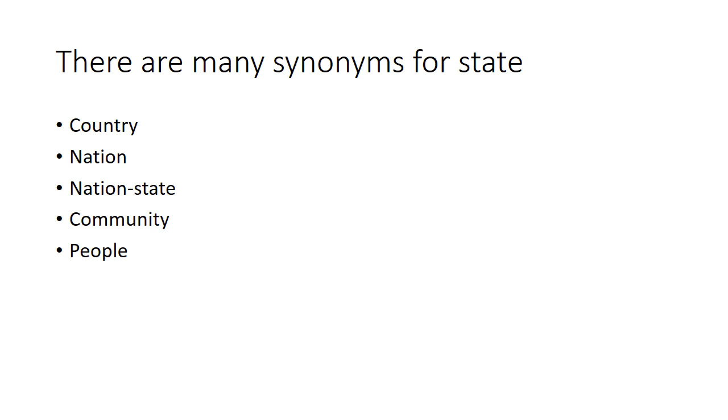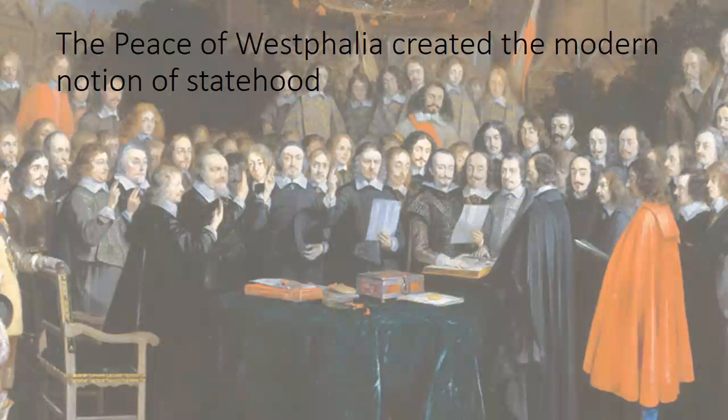There are many different synonyms for the word state. We use words like country or nation or even nation state. Sometimes we broaden it out to community or people or government or sovereign. But all of these words collectively refer to the thing that we call a state.